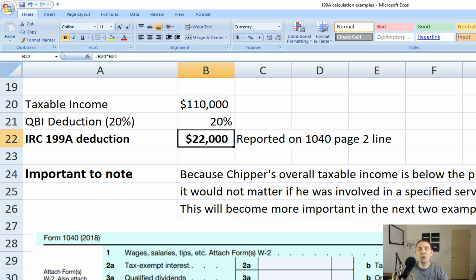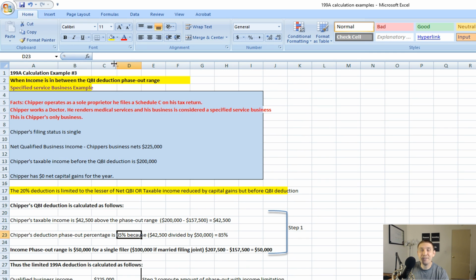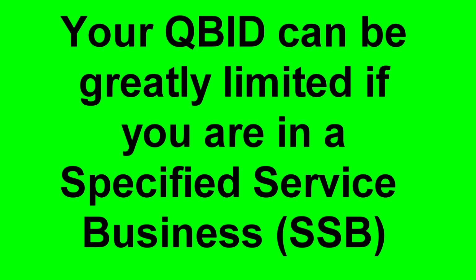In example 3, we're looking at Chipper. Chipper's business is now a specified service trade business. If you remember from part 1, it matters big time whether or not you're in a specified service trade business.